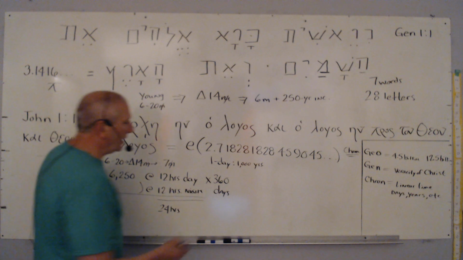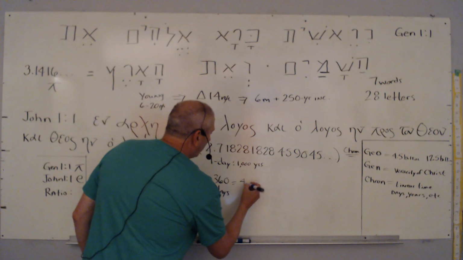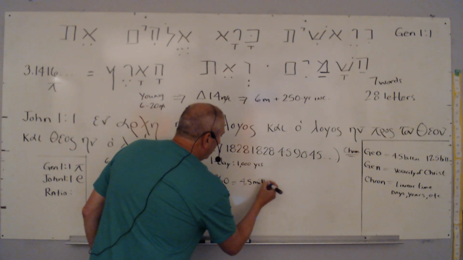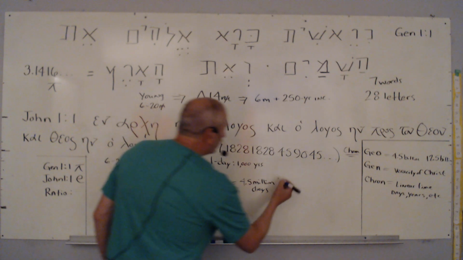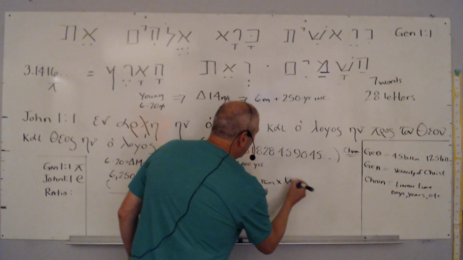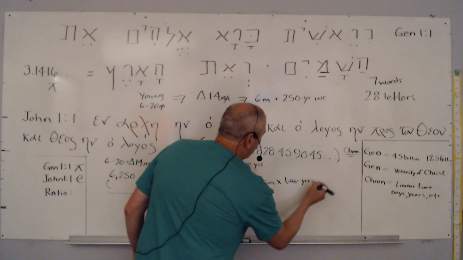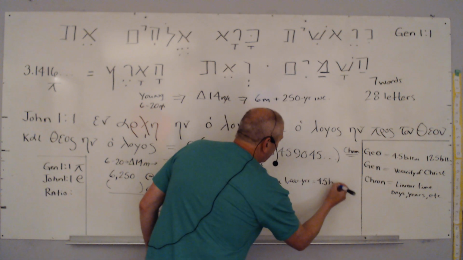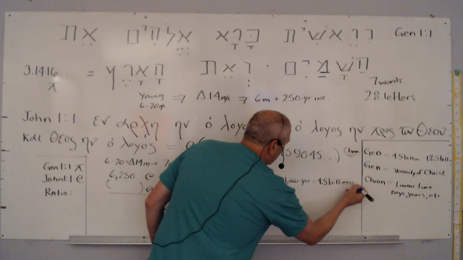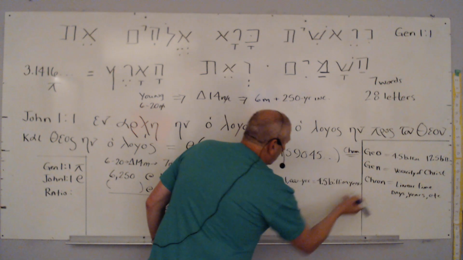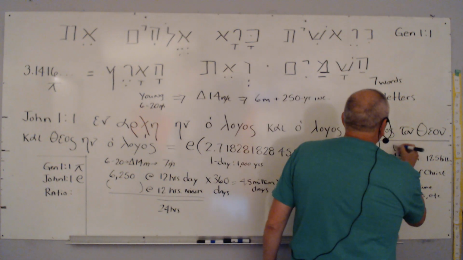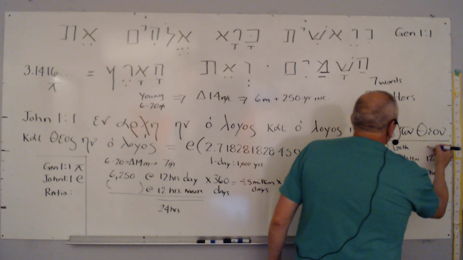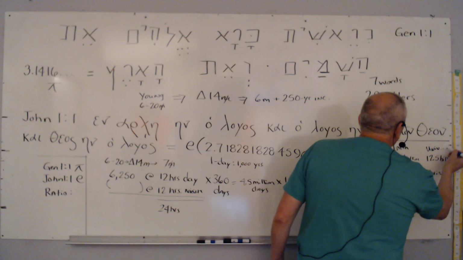So 360 days, and that equaled 4.5 million days. And then, of course, multiply that by 1,000 years. And that equaled the 4.5 billion years. But that's the geological. So here's the Earth, for example. Here's the universe. Now, again, if you're a scientist, you're not allowed to teach this.